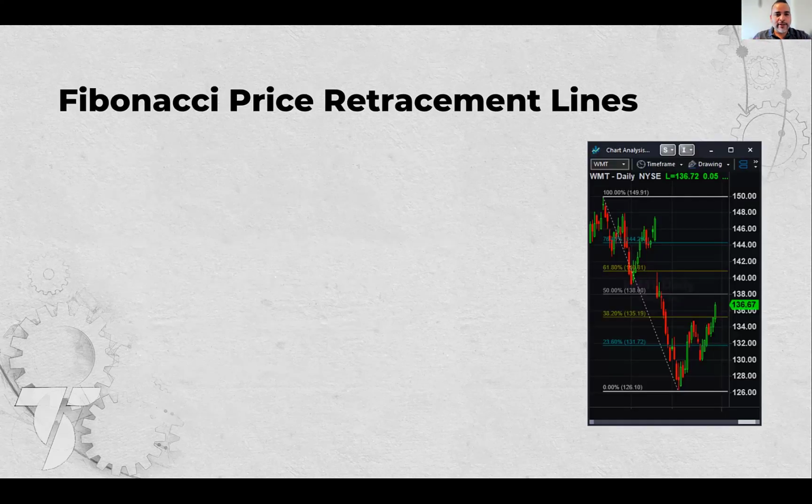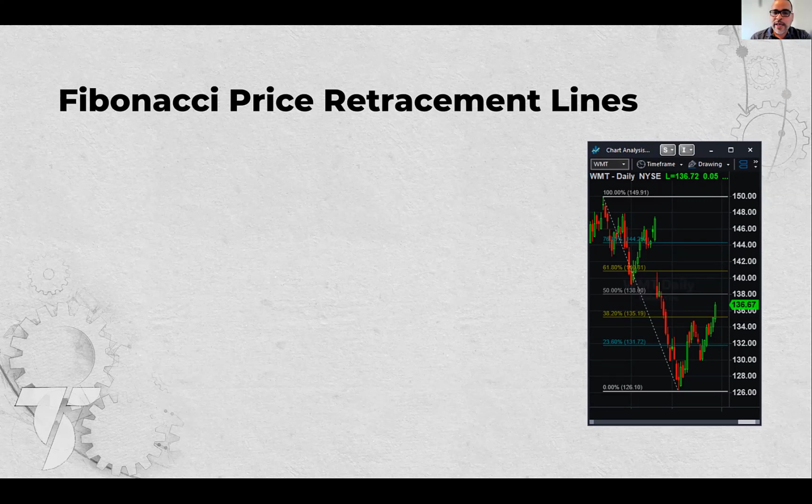Let's talk about the Fibonacci price retracement lines. By the way, the way that we are going to present these tools is in a logical order. When you go to the drawing menu inside of TradeStation, they're sorted in alphabetical order, which is not the same order that we're going to use in the PowerPoint, or the order in which your PDF was saved. Let's talk about the Fibonacci price retracement lines.